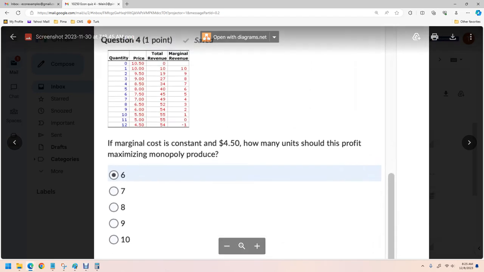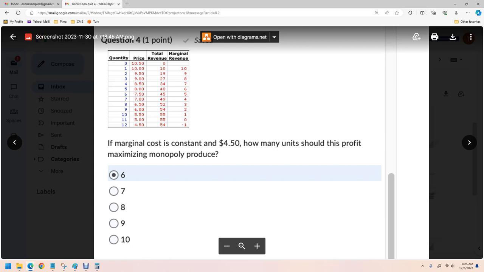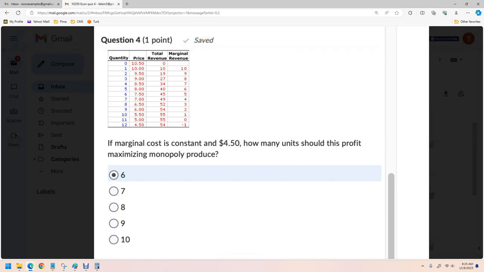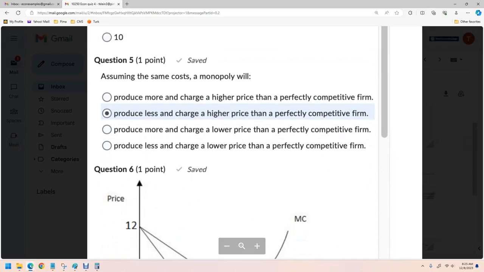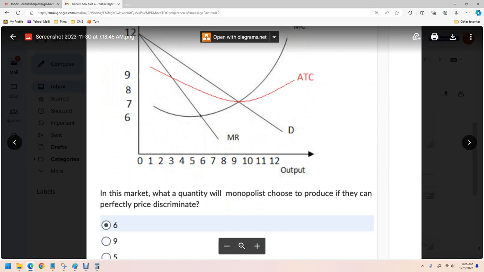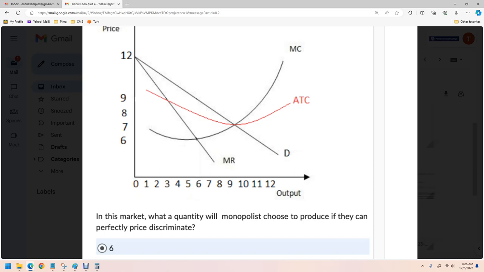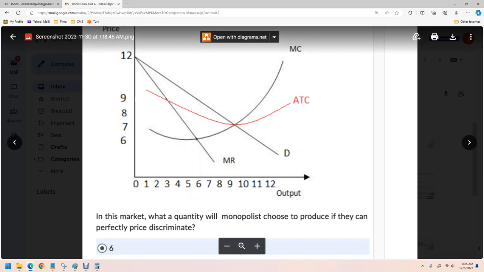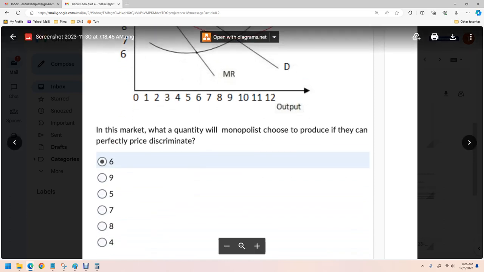Marginal cost is constant, $4.50. How many should they produce? We're going to produce up until marginal revenue is no longer higher than marginal cost. That's easy, that's six. You did that right. With the same cost, a monopoly produces less at a higher price. What quantity if they can perfectly price discriminate? Now, they're going to sell all the way down this demand curve, all the way to here. So closest to nine, I don't think 10 is one of the choices. So nine would have been the answer.